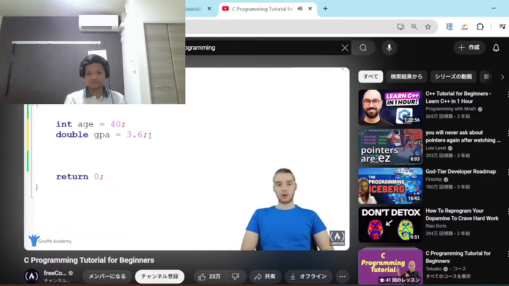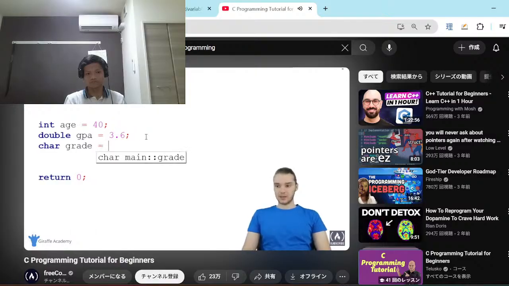Now, the next type of data that we're going to want to store is going to be characters. So in C, we can store single characters inside of a variable. So I can just say char, and that stands for character, and we can give this a value, so maybe it'd be like someone's grade. And when we create a character in C, we're basically going to specify the character that we want to store inside of single quotation marks. So inside of these single quotation marks, I can put a letter.